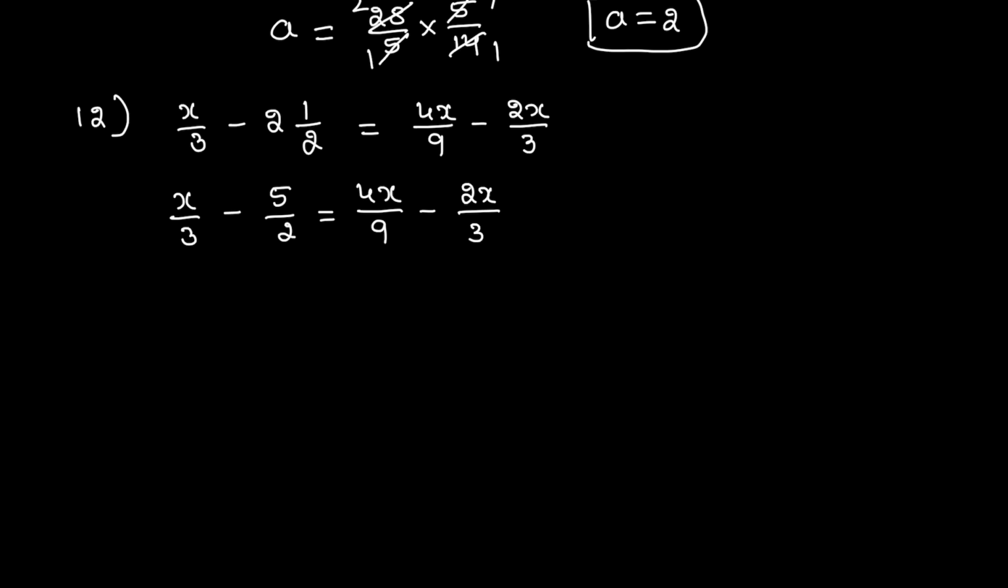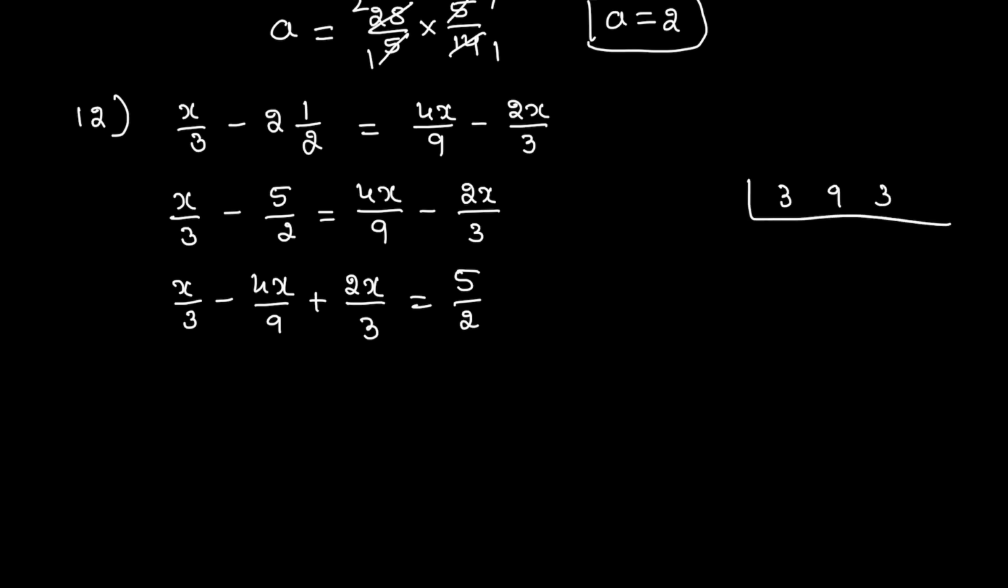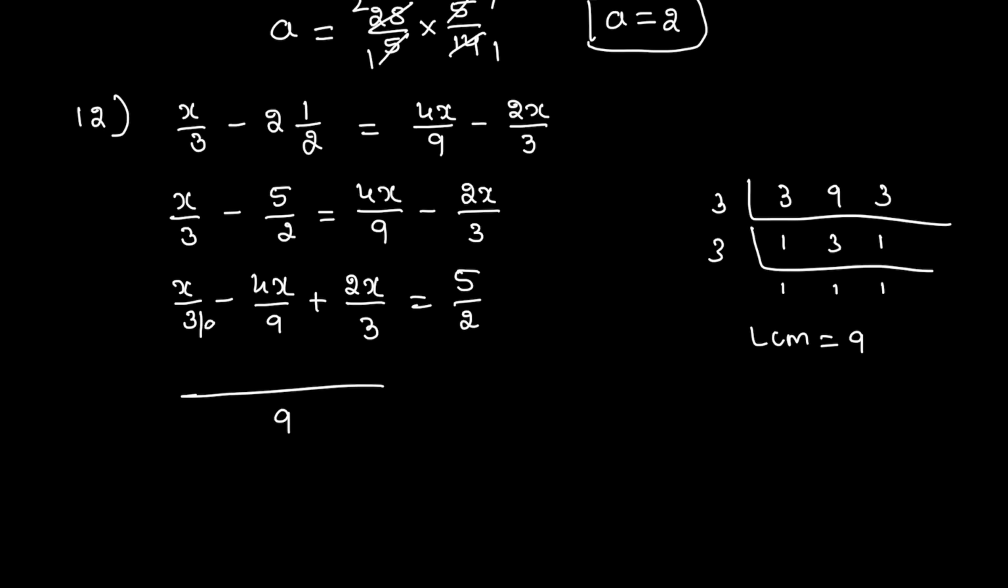Let's write as it is. So now we're going to take all x terms to one side. Plus becomes minus here, plus 2x by 3, that is equal to 5 by 2. The constant is on the other side. For 3, 9 and 9, we should take the LCM. So 3 ones are 3, 3 threes are 9, so the LCM is 9. Divide by 9, divide by 9, divide by 9. 3 threes are 9, 3 ones are 3.